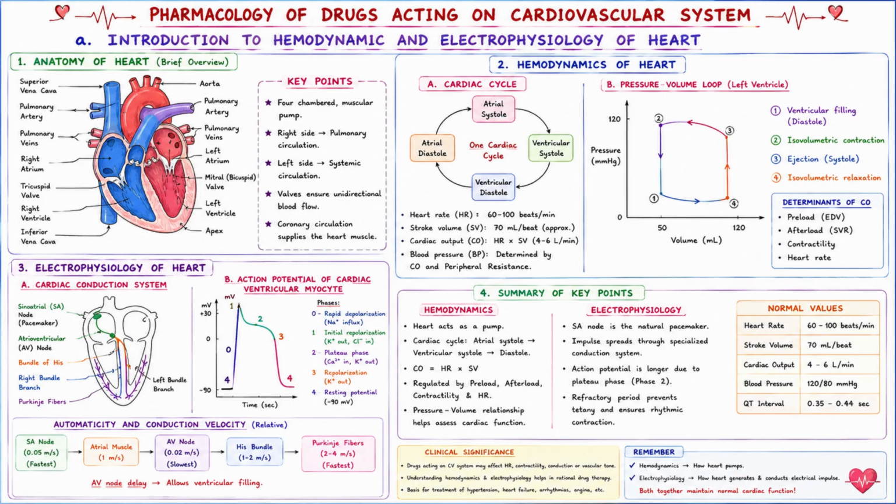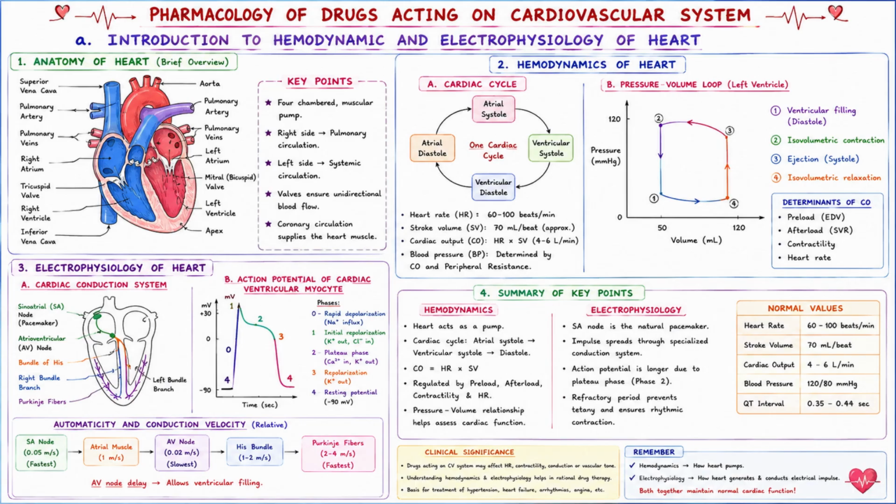From the SA node, the impulse travels to the AV node. Then it passes through the bundle of His. After that, it spreads through the right and left bundle branches. Finally, it reaches the Purkinje fibers and stimulates ventricular contraction.